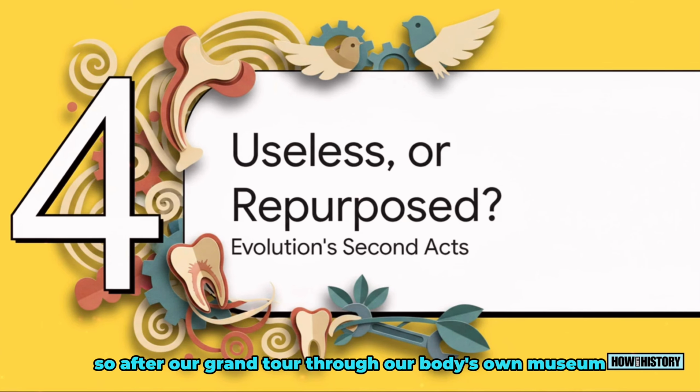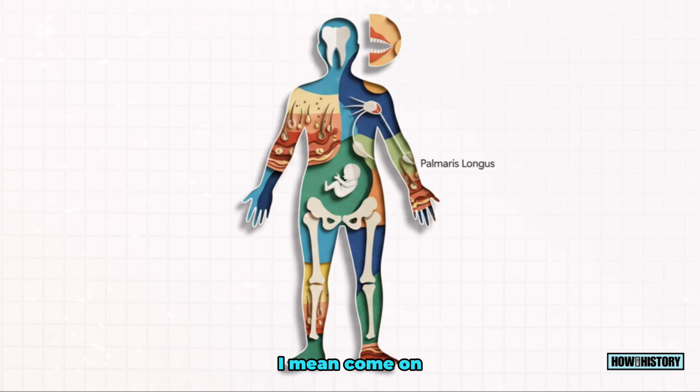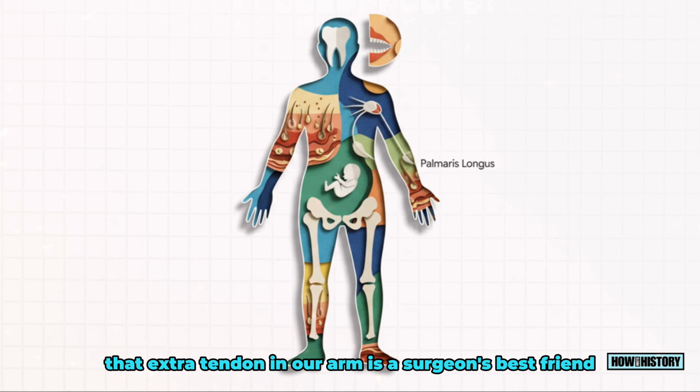So, after our grand tour through our body's own museum, what have we learned? That word useless? It seems a little unfair now, doesn't it? So many of these evolutionary leftovers have found totally surprising new gigs to do. I mean, come on. Our tailbone is a structural superstar. Our goosebump muscles are a key to regenerating tissue. That extra tendon in our arm is a surgeon's best friend.